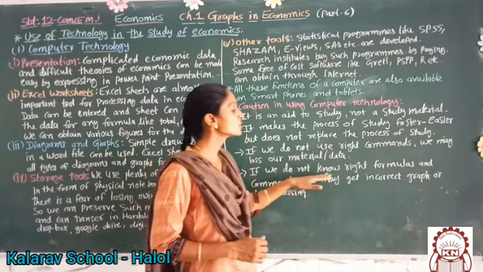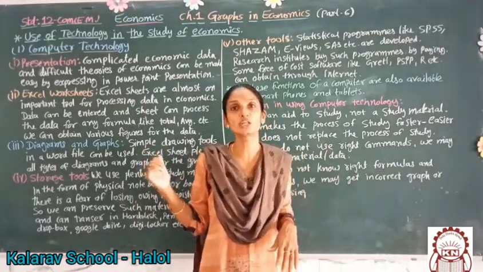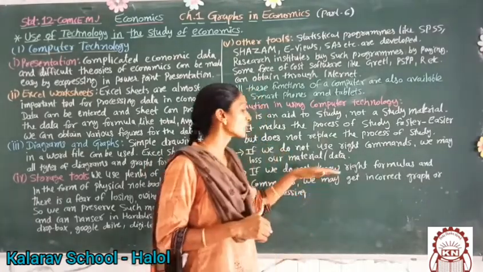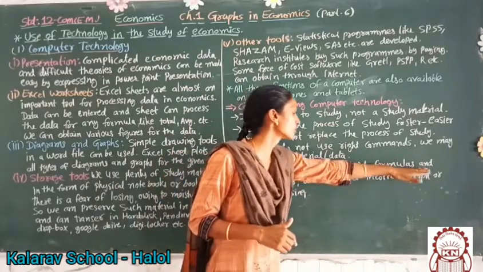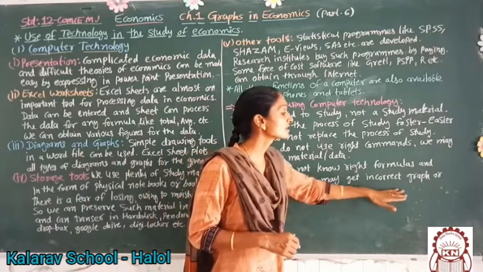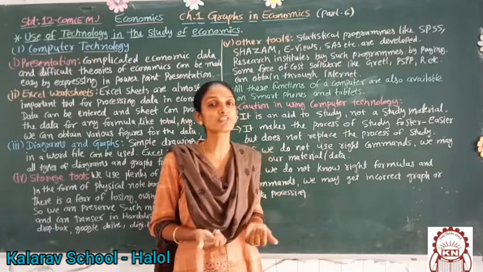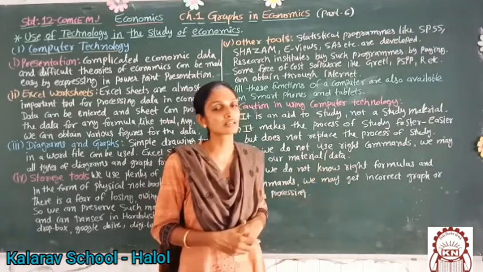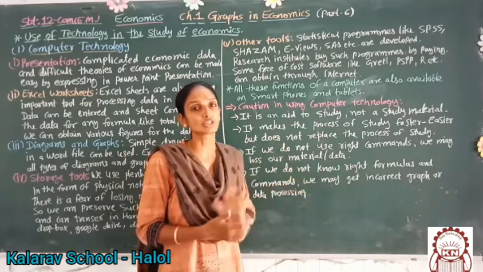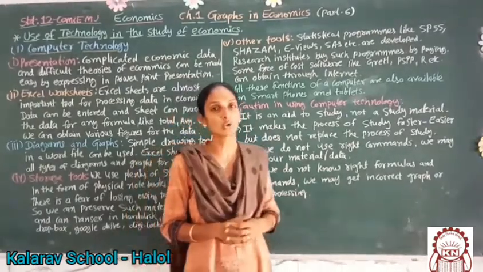If we do not know the right formulas, just I have informed about the total. The total is equal to sum, for average is equal to AVG. So like formulas, for the right formulas and commands, otherwise we may get incorrect graph or data processing. So we can get wrong information with wrong formulas. So we have to take care about the formulas when we work on an Excel sheet. So these all are the cautions to be careful about using computer technology.